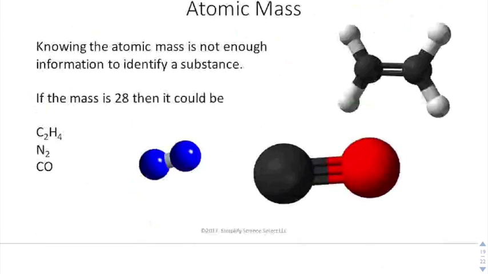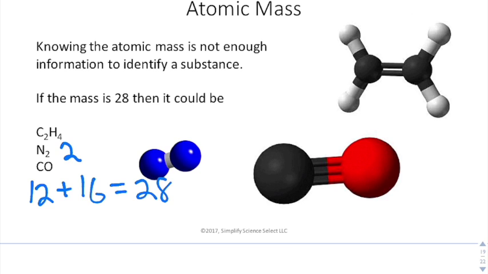So atomic mass. Knowing the atomic mass is not enough to identify a substance. For example, if you had an atomic mass of 28, it could be C2H4, N2, or CO. And here's the reason why. A carbon atom has a mass of 12. An oxygen atom has a mass of 16. So when you add those together, you get 28.